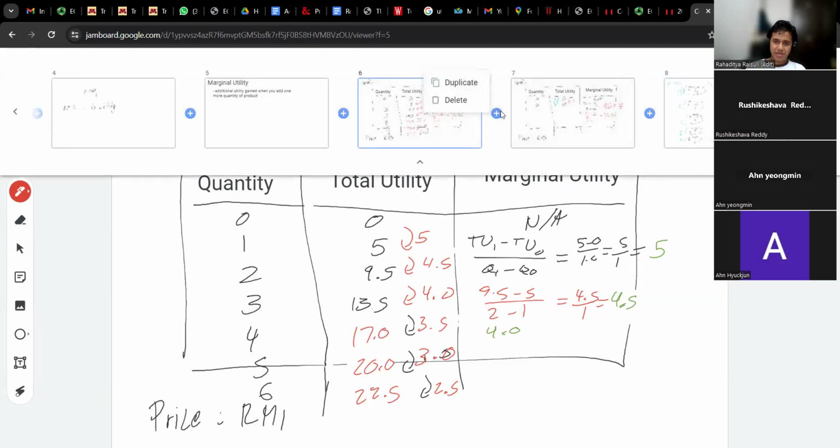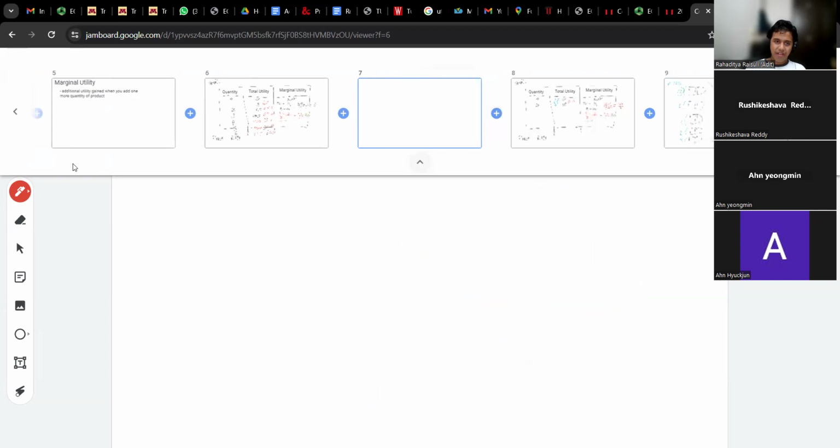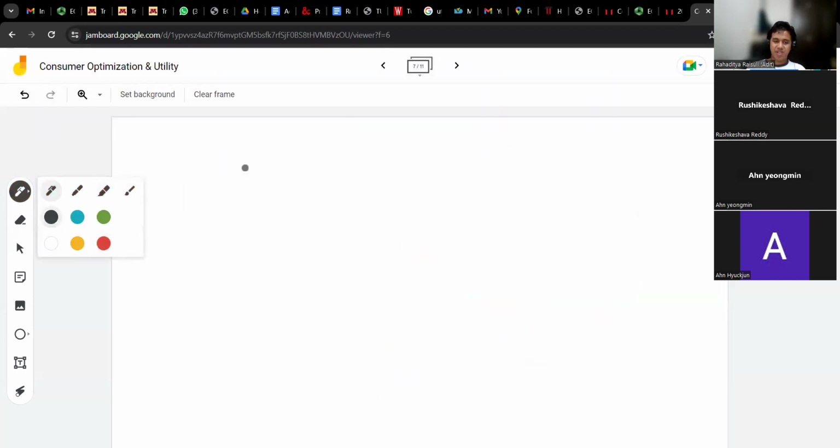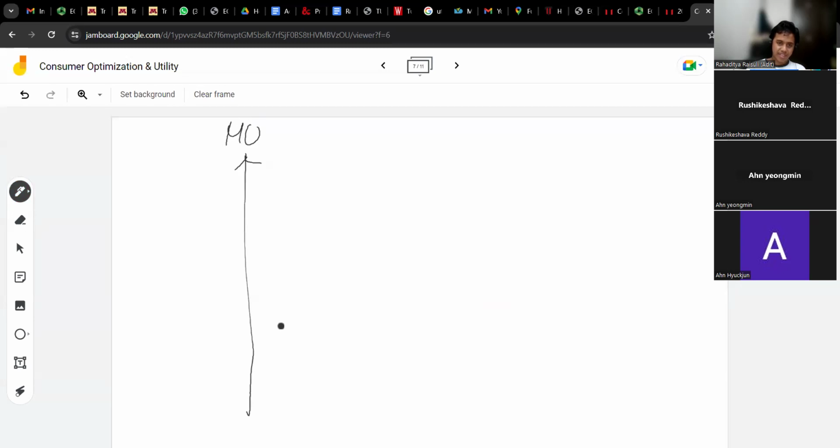So why am I talking about marginal utility also? Our graph, if they ask you to draw a marginal utility graph, you'll usually put your MU on the y-axis and your quantity on the x-axis.